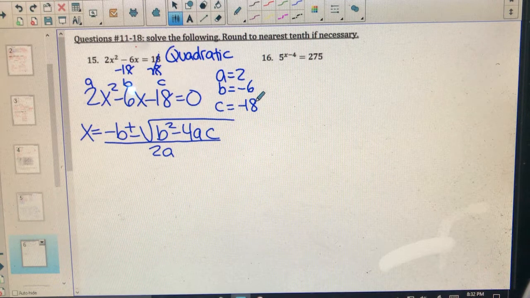So now I go ahead and I plug it in. So I bring down the x, I bring down the equals, and I bring down the negative. Now b is -6, so I'm going to write -6, keeping in mind that that negative in my next step is going to become a positive.